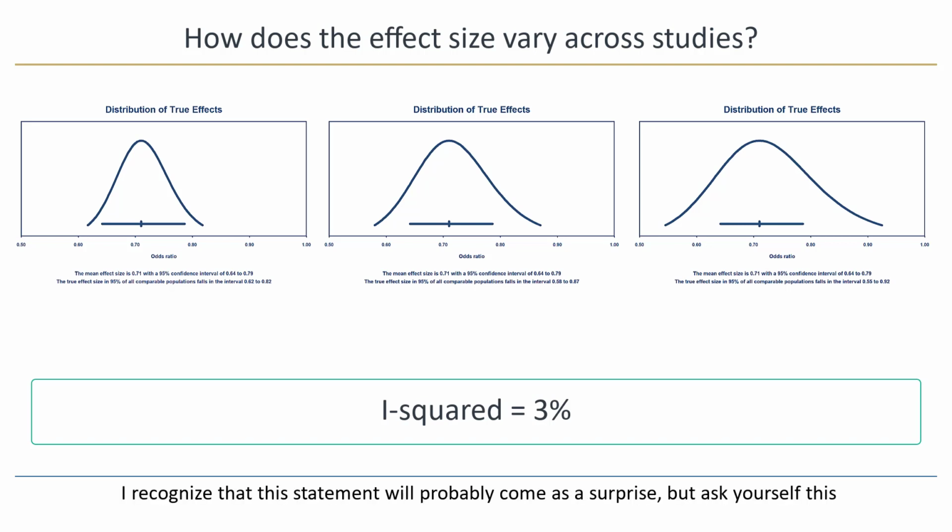I recognize that this statement will probably come as a surprise, but ask yourself this. I've given you the value of I-squared, which is 3%. Which of these plots actually corresponds to the distribution of true effects? You may or may not guess correctly, but your choice will be a guess because I-squared does not provide that information.